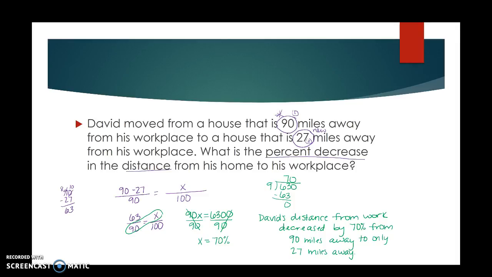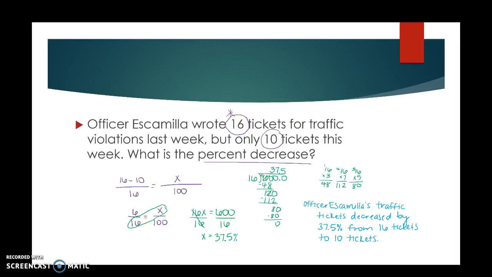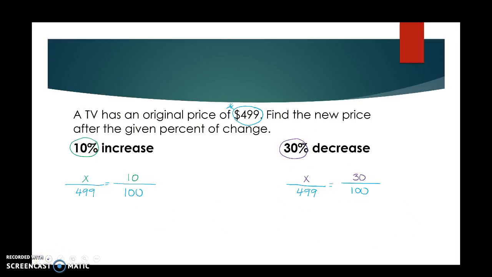So David, when he moved closer to his workplace, right, his distance from work decreased by 70% from 90 miles away to only 27 miles away. Make sure you have your answer written in your sentence. And then Officer Escamilla, his traffic tickets decreased by 37.5% from 16 tickets to 10 tickets. And in case you want to check your proportions on how to find the percent of change for these two situations, here's the proportions to make sure.